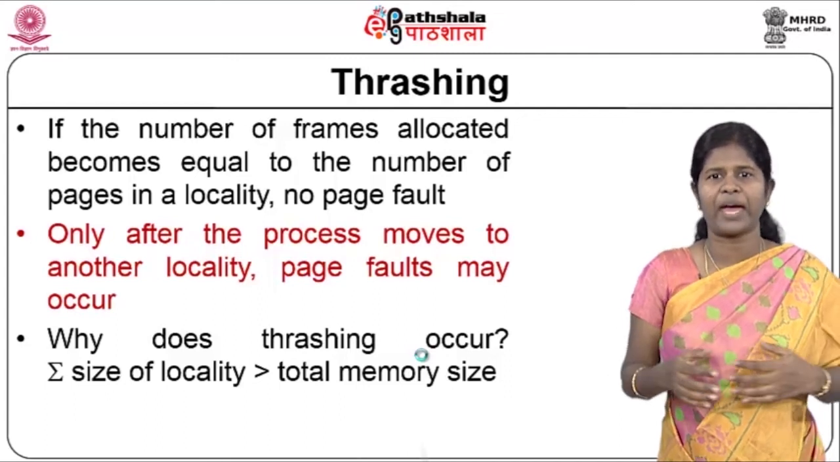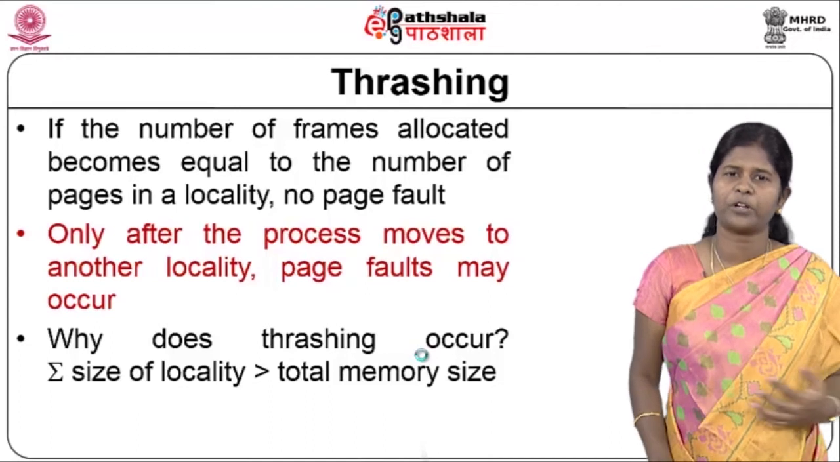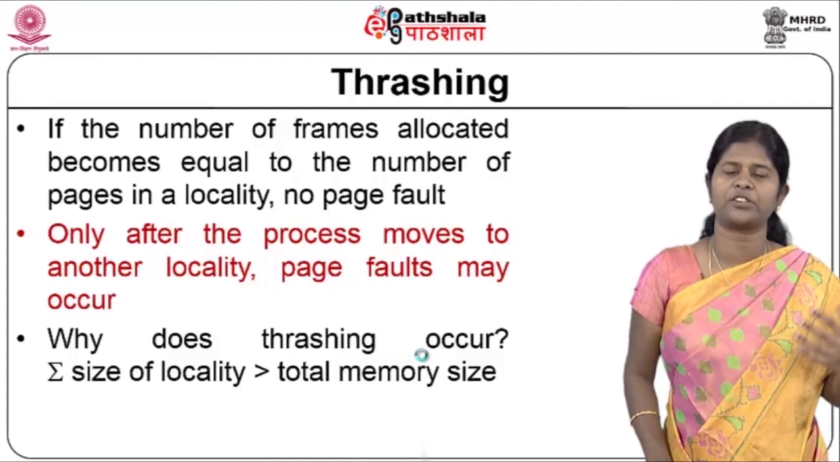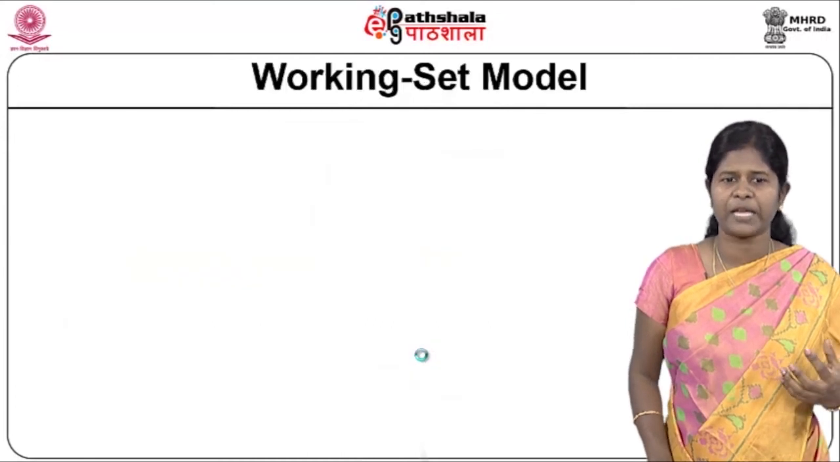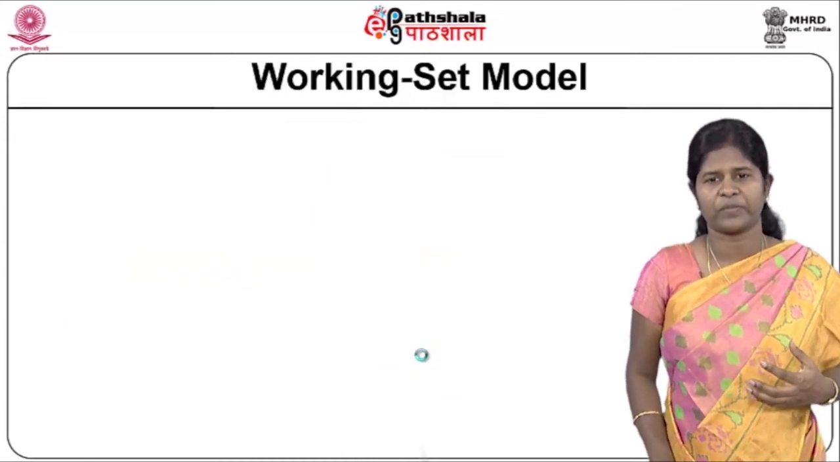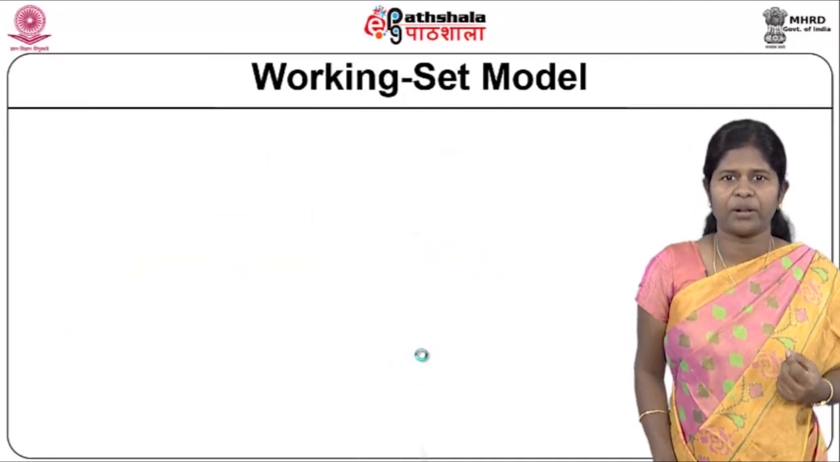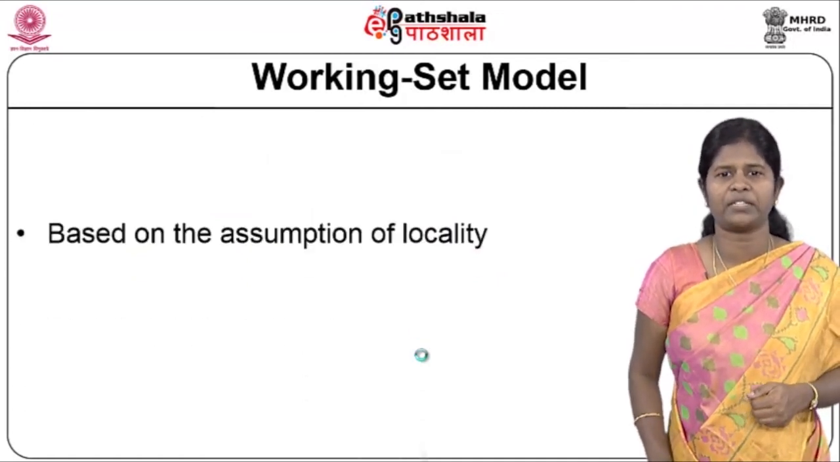So, if you try to add up the active pages needed for all the processes, and it becomes more than the total memory size, then you get thrashing. So, how do we avoid thrashing? There are 2 methods that have been described for avoiding thrashing.